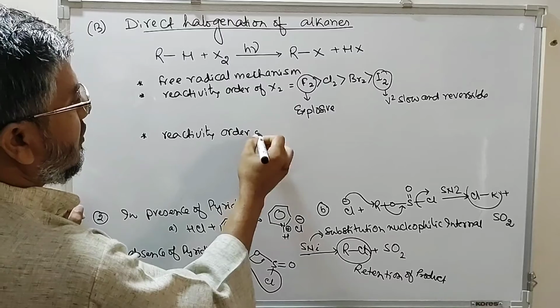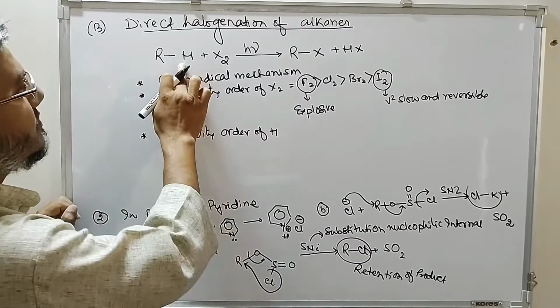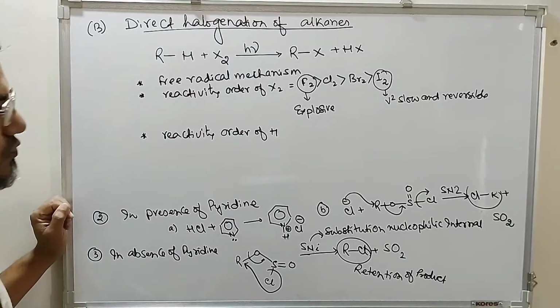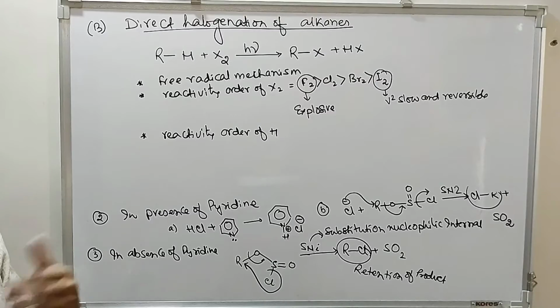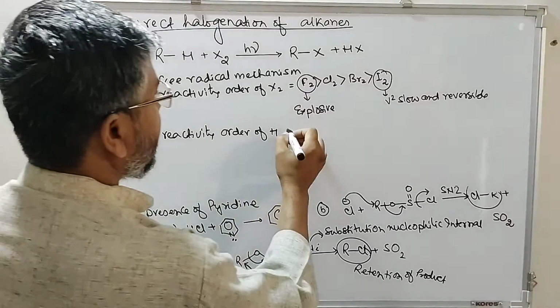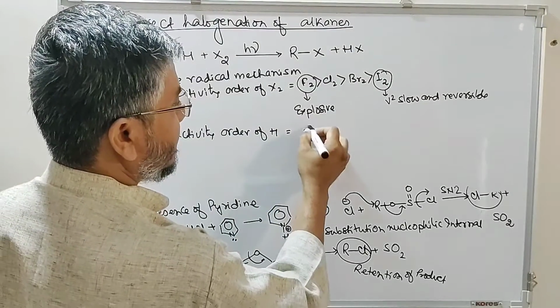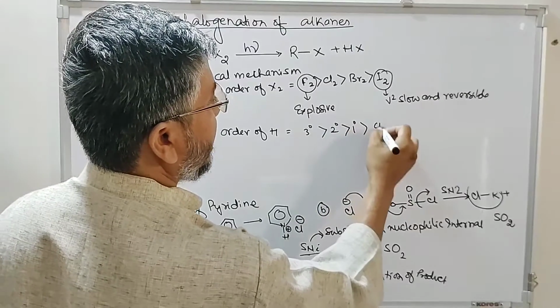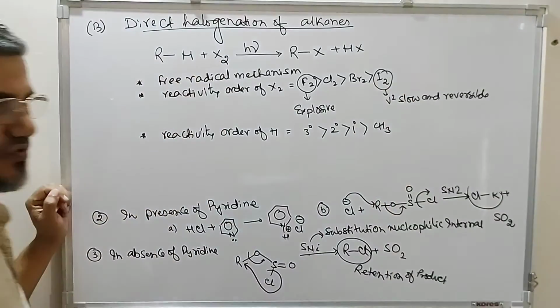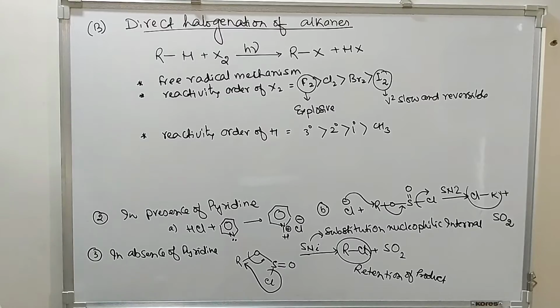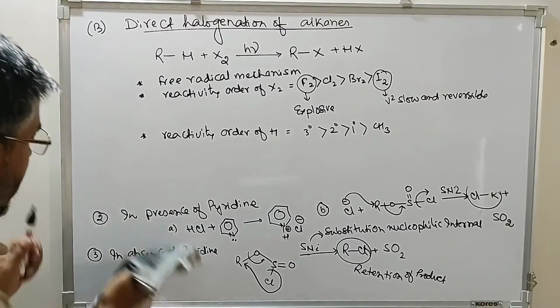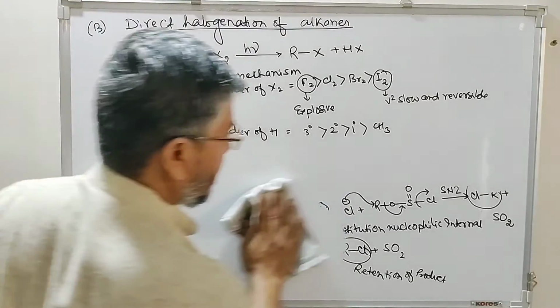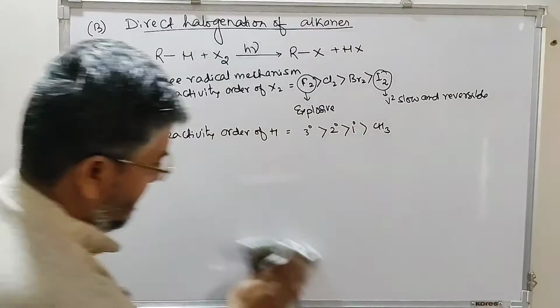Reactivity order of hydrogen, because hydrogen is being replaced by halogen. So we have different types of hydrogen: primary, secondary, tertiary. The reactivity of hydrogen is: tertiary hydrogen is most reactive, followed by secondary, followed by primary, followed by methyl hydrogen. So this is the reactivity order of halogen and hydrogen for this reaction.